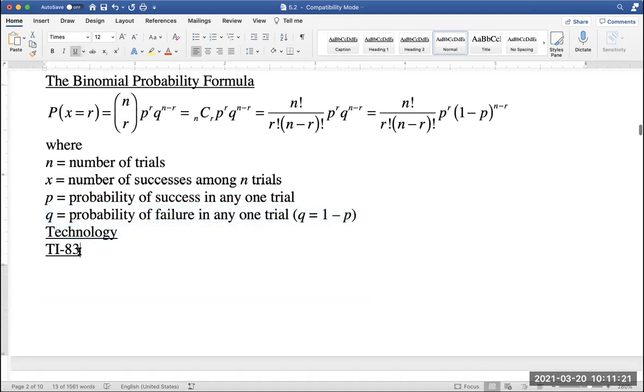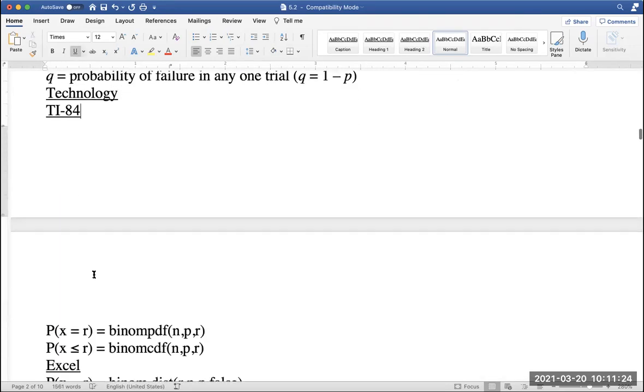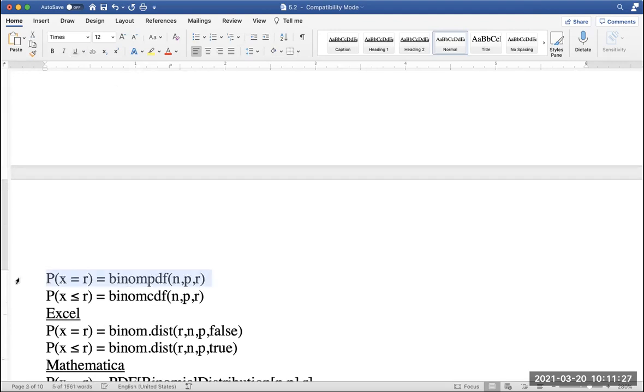You could also use some technology such as the TI-84. You would use binomPDF. If you're finding the probability X is equal to R, you would put in N, then P, then R. If you want to find the probability X is less than or equal to R, you would use the binomCDF, N, P, R.